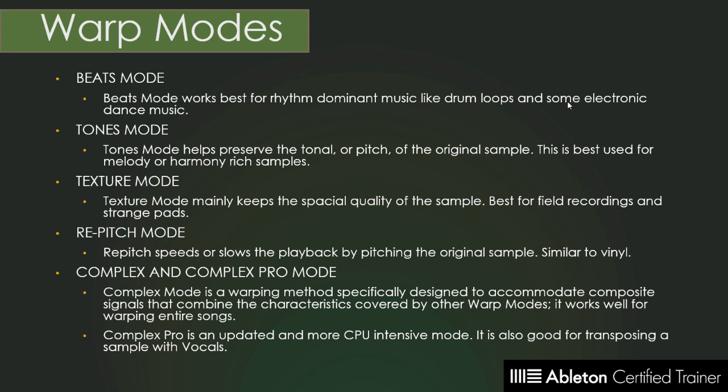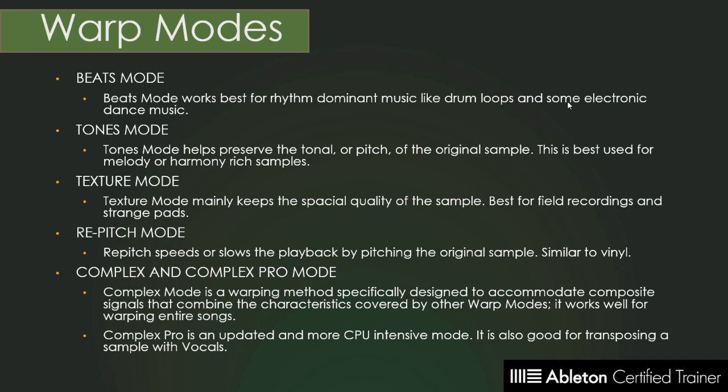Then we have texture mode. Texture mode mainly keeps the spatial quality of the sample, best for field recordings and strange pads, things like rain, wind, things like that. Then we have repitch mode, and repitch mode speeds or slows the playback by pitching the original sample. This is similar to vinyl. Now, the amazing thing about repitch mode is it doesn't change the original sample very much. By slowing it down, you're naturally lowering the pitch, but you're not changing the sample in any way. It's non-destructive, where a lot of these other ones are somehow stretching or morphing the sample.